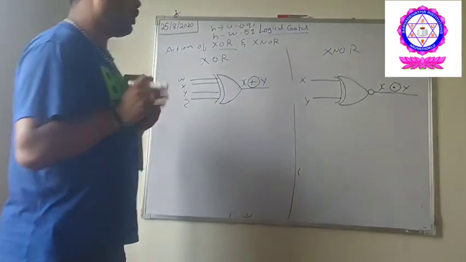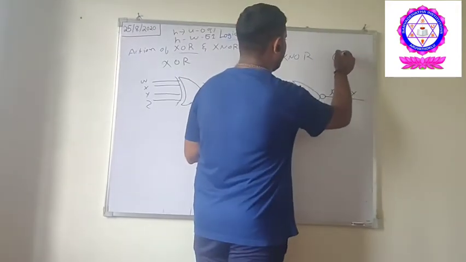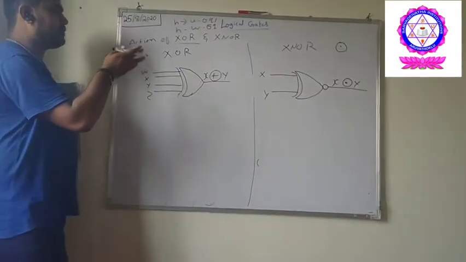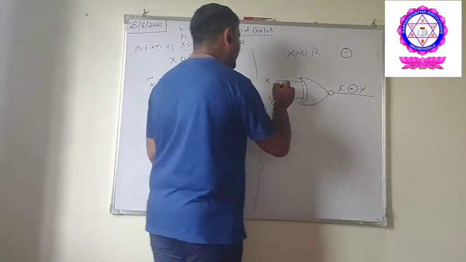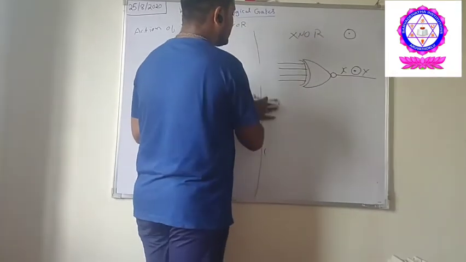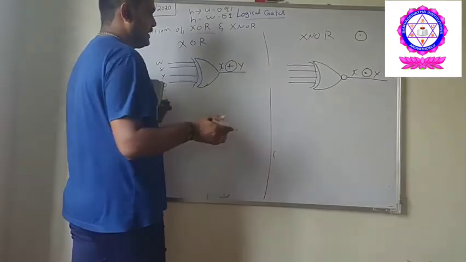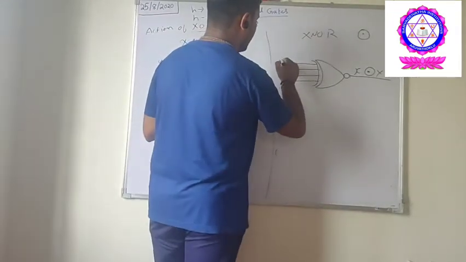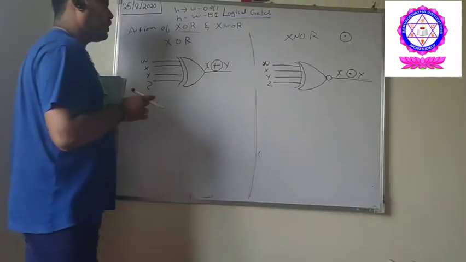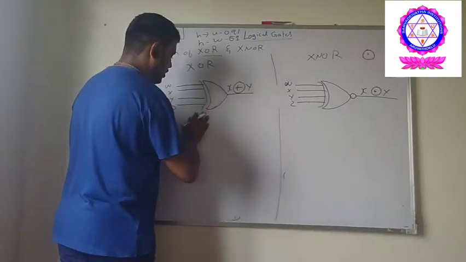The symbol to represent XOR gate is one bubble with a single dot inside it. So that is the symbol to represent XOR gate. Whenever you draw 2 variable or 3 variable or 4 variable, just the input lines will extend, but the output line will be single. Understood? So x, w, x, y, z. This is how we are going to draw an XOR gate and XNOR gate. This is a symbol or a logical gate.